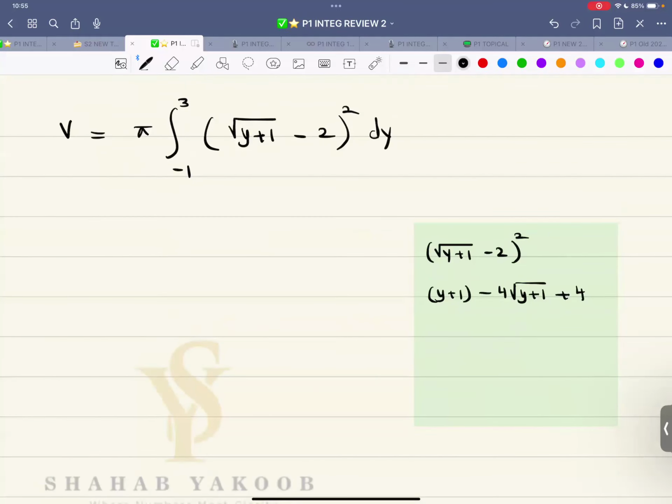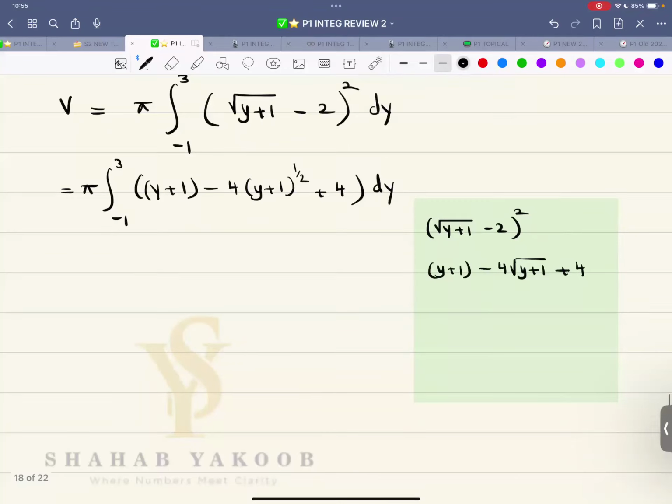So therefore, this is pi, this is -1, this is +3. This is y plus 1 minus 4, let me put a bracket over here, 4 y plus 1 raised to power of half. And this becomes 4 between the limits -1 and 3.